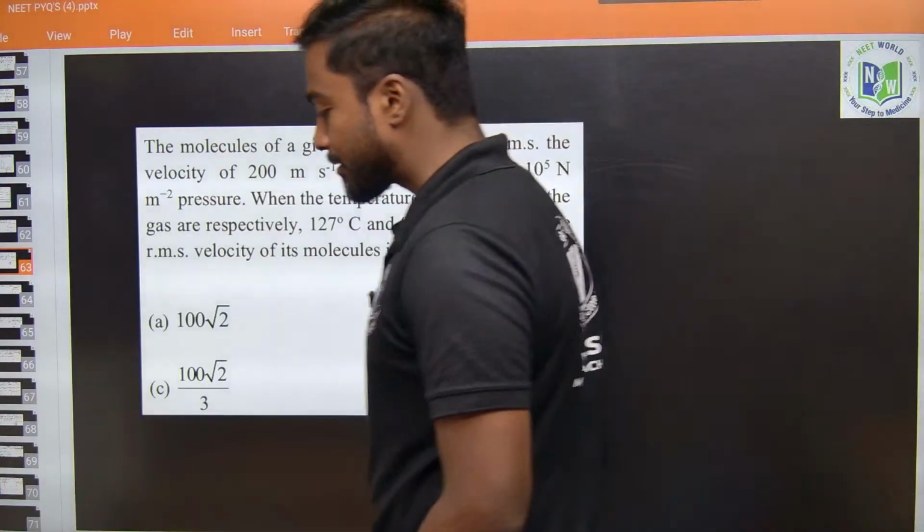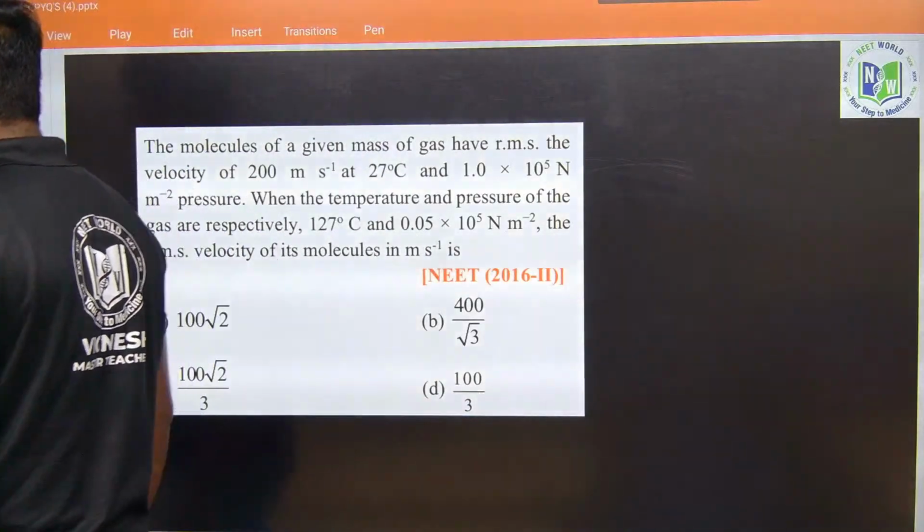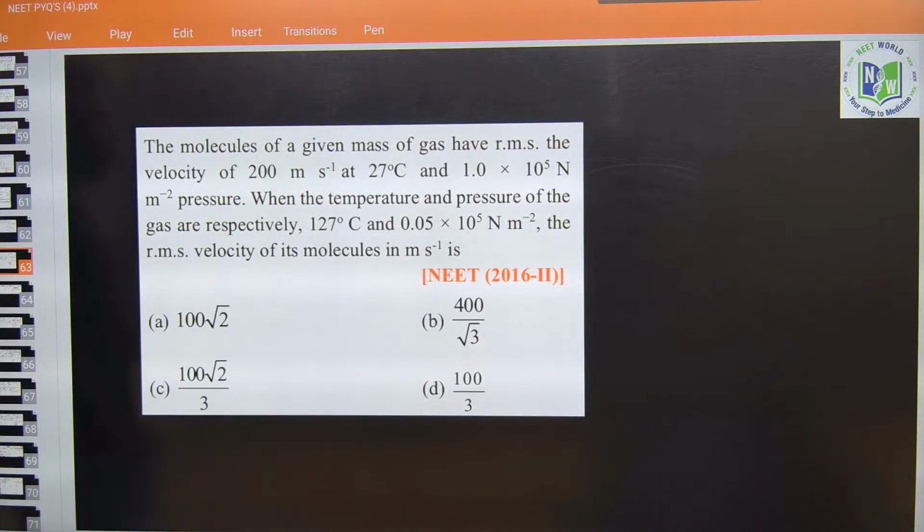Here the RMS they are asking, the second velocity. What is the formula for RMS velocity? Vrms. Yes, I'll take a pen.